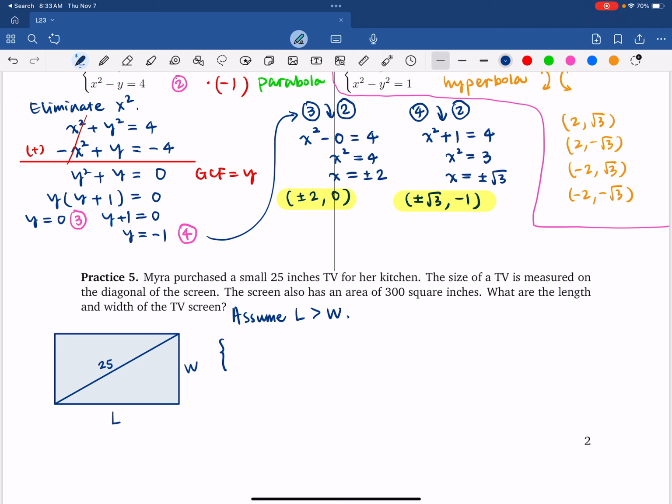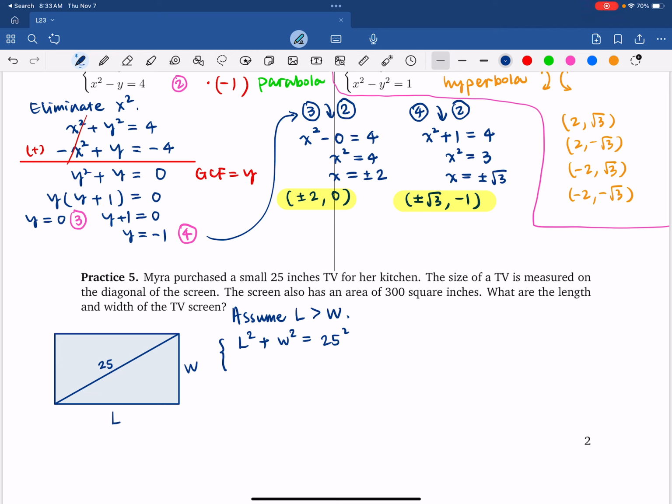The first equation, you could use the diagonal, right? The diagonal is 25. And we also notice that there's this right triangle right here, which means we can use the Pythagorean theorem. Using the Pythagorean theorem, we have the length squared plus the width squared equals 25 squared. So that would be the first equation using the Pythagorean theorem.